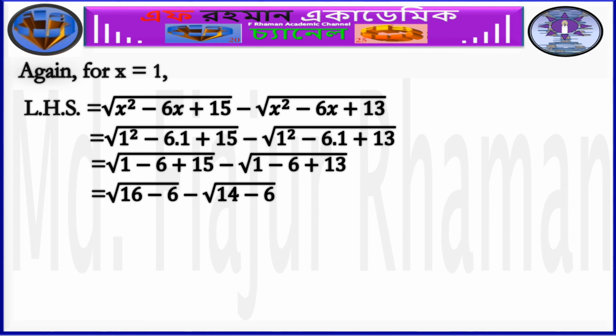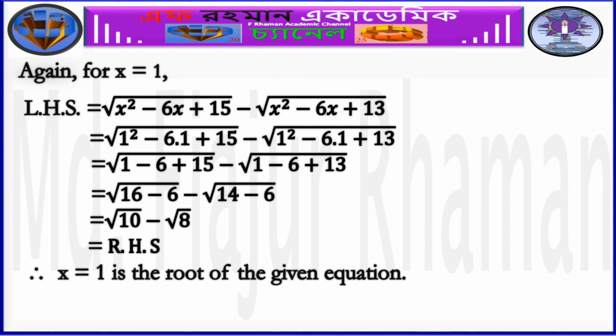1 plus 15 is equal to 16 and 1 plus 13 is equal to 14. This is equal to square root of 10 minus square root of 8, as 16 minus 6 is equal to 10 and 14 minus 6 is equal to 8. This is equal to the right hand side. Therefore, x is equal to 1 is the root of the given equation. Therefore, the required solution is x is equal to 1, 5.